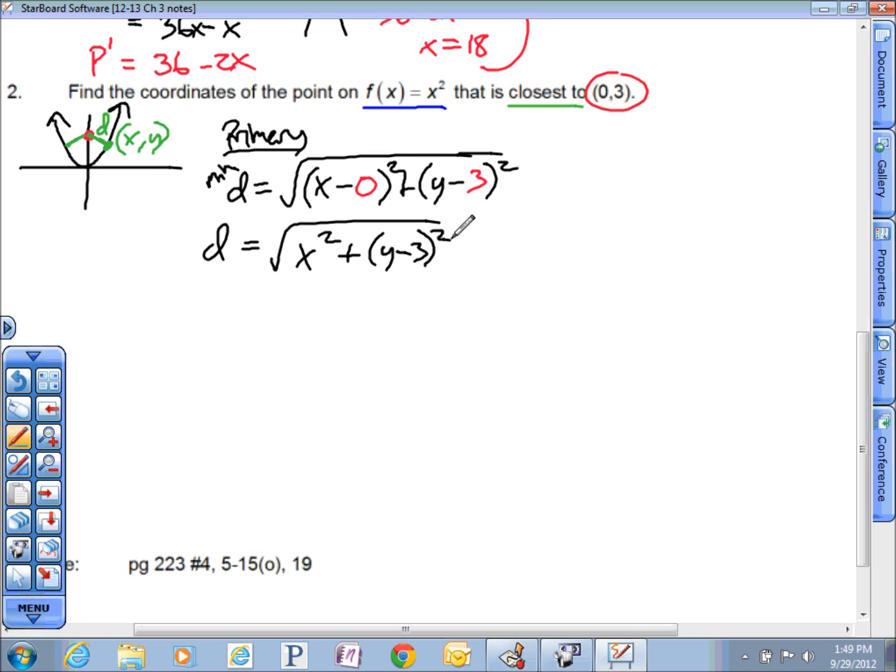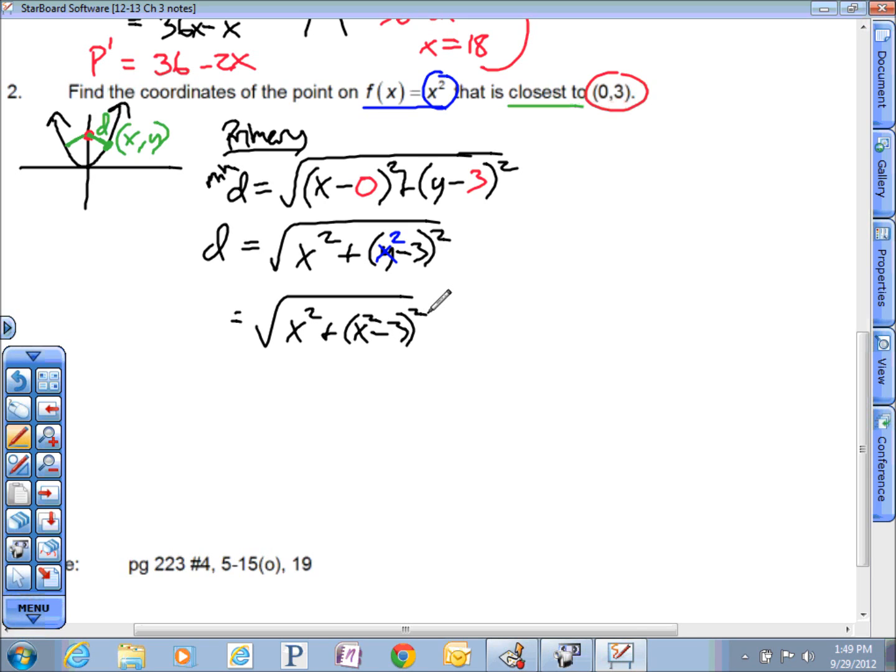So some things we could do this time. Again, we're going to try to relate our variables together, so using the secondary equation y equals x squared, let's take an x squared and throw it in place of that y. If I was doing this by hand, I would find the derivative, set up our intervals and all that fun stuff. Well, let's use technology to our advantage. So what we really now have is the square root of x squared plus the quantity x squared minus 3, quantity squared, and we're looking for its minimum.